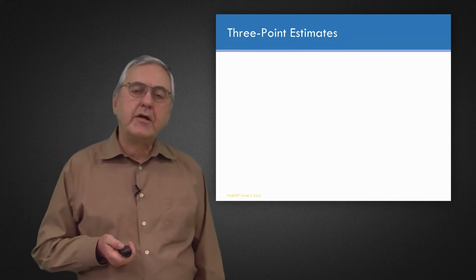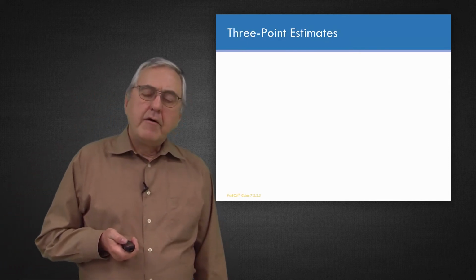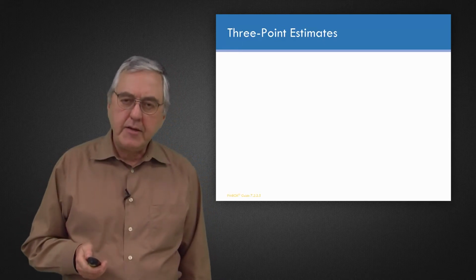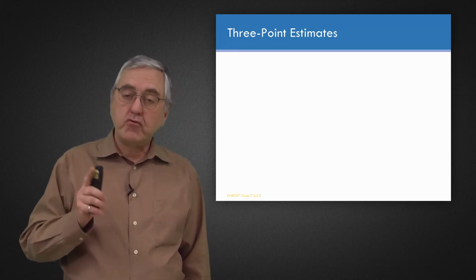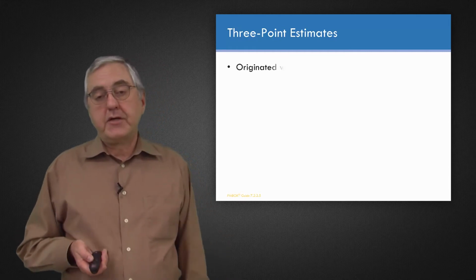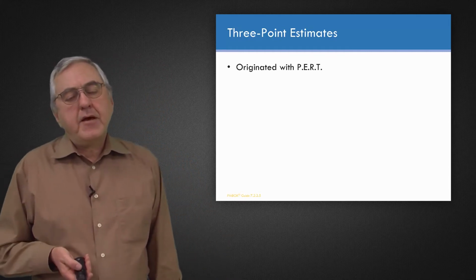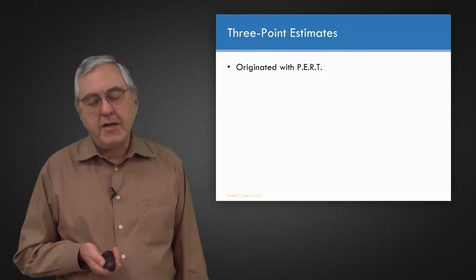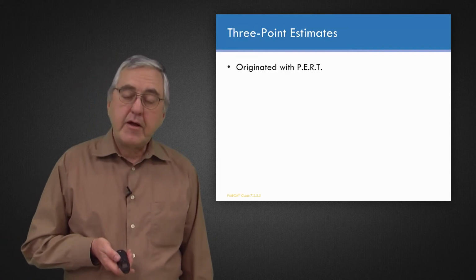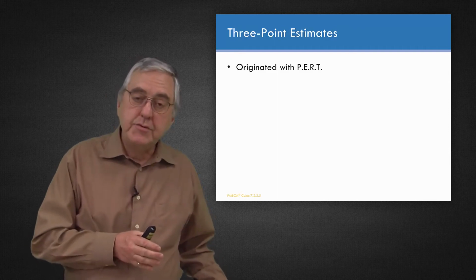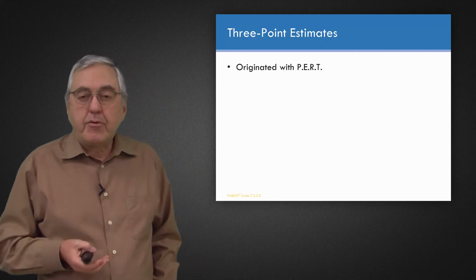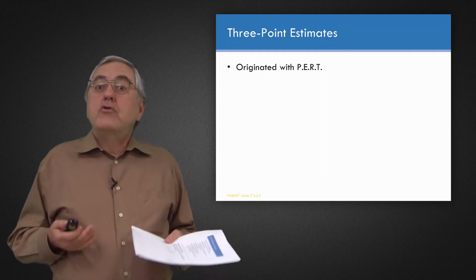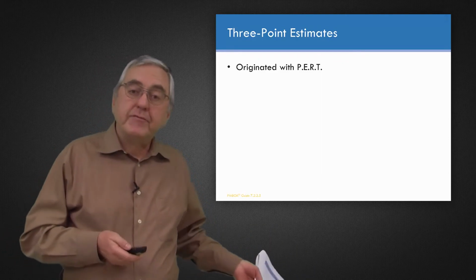Now, there's the concept of 3-point estimates, and this is relevant for cost estimating as well as for duration estimating as part of scheduling. Now, this method originated with PERT, Program Evaluation and Review Technique, in the 1950s. PERT no longer is used, but we like to give credit to PERT for 2 or 3 things that we now do in project management by more sophisticated methods.